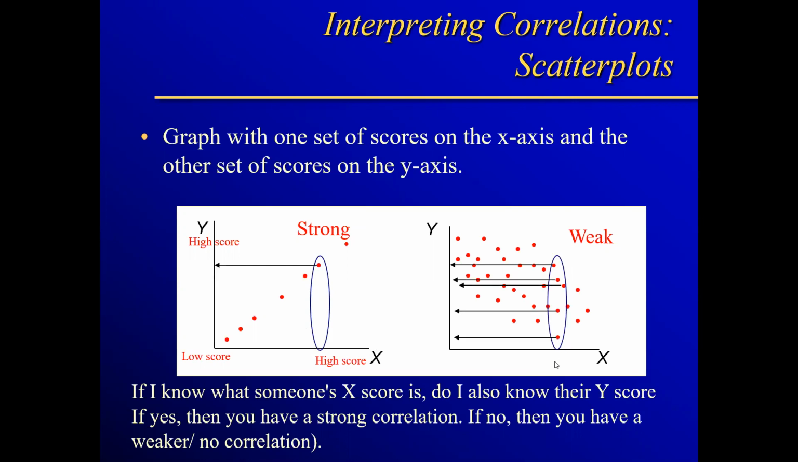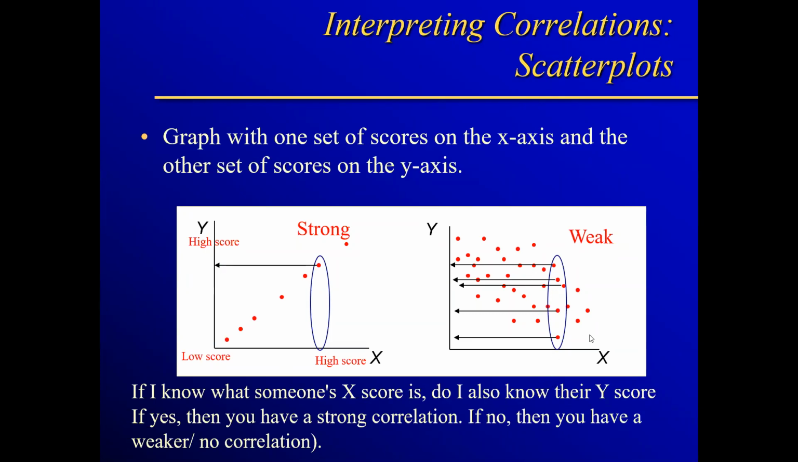Once again, if I know that a participant scored a 7 on the social media addiction scale, can I tell you for sure what they scored on the depression scale? Well, no, because we can see here's what all the different participants said. Participants who scored a 7 on the social media addiction scale had a lot of different depression scores. This person had a really low depression score, this person had a really high depression score, and it varies. So I can't tell you for sure what someone's Y score is based off their X score. That means there's a weaker correlation.